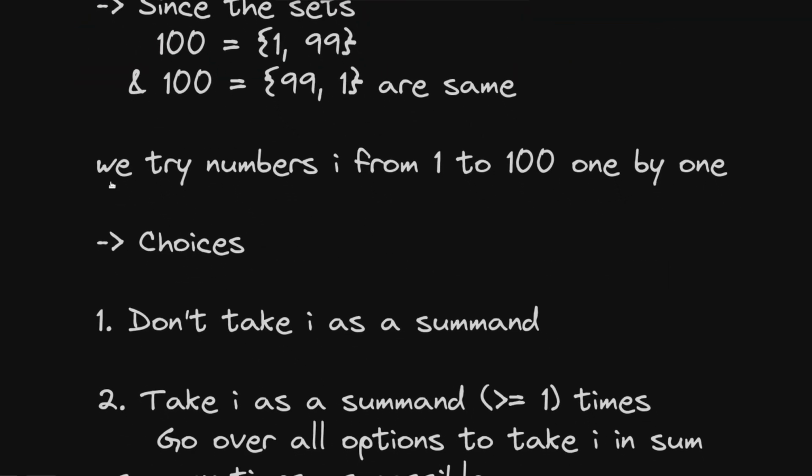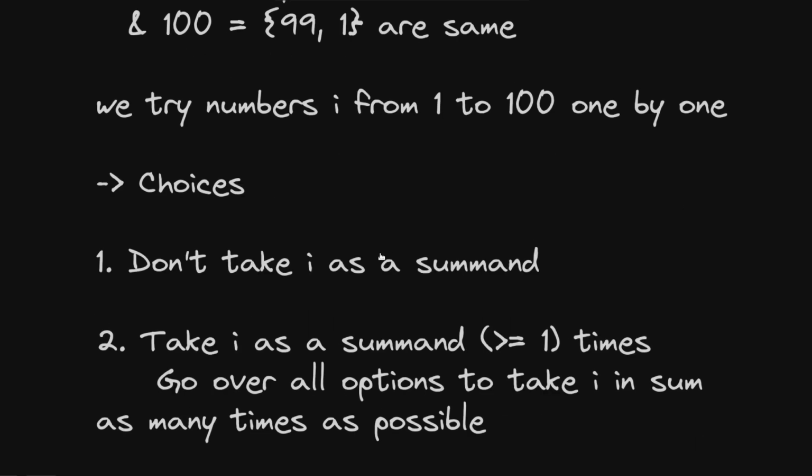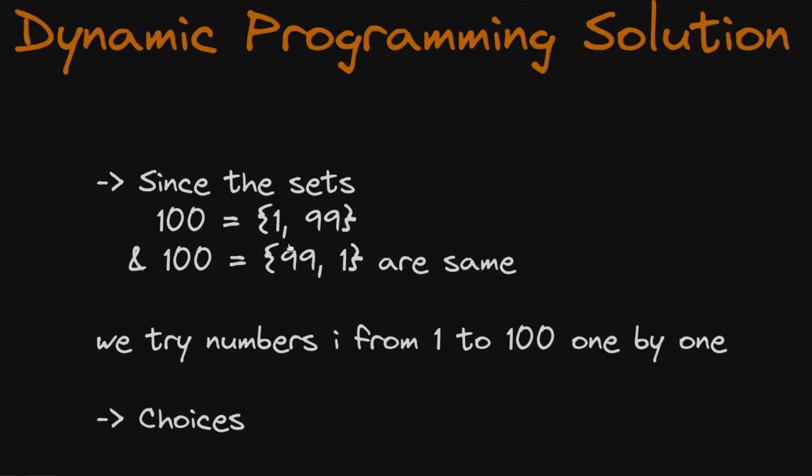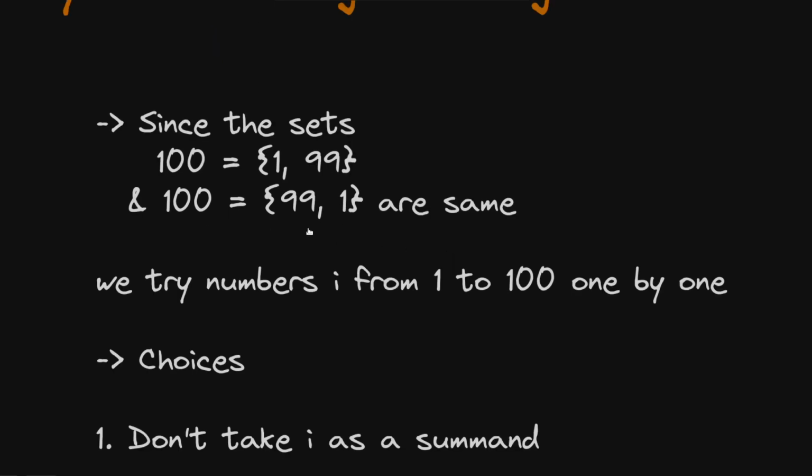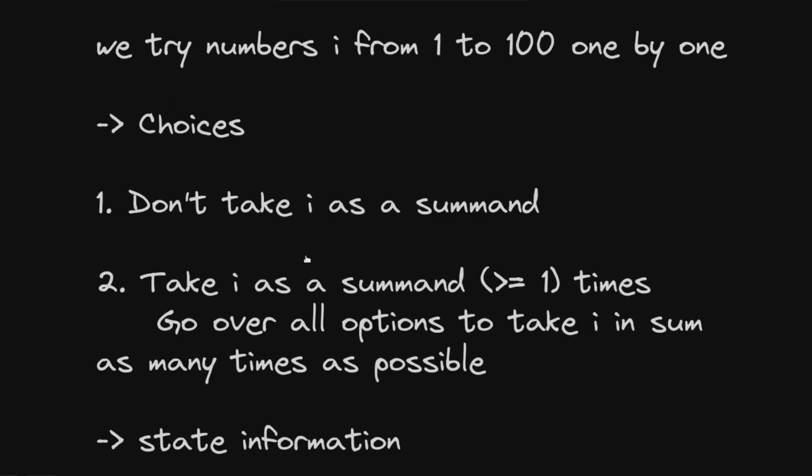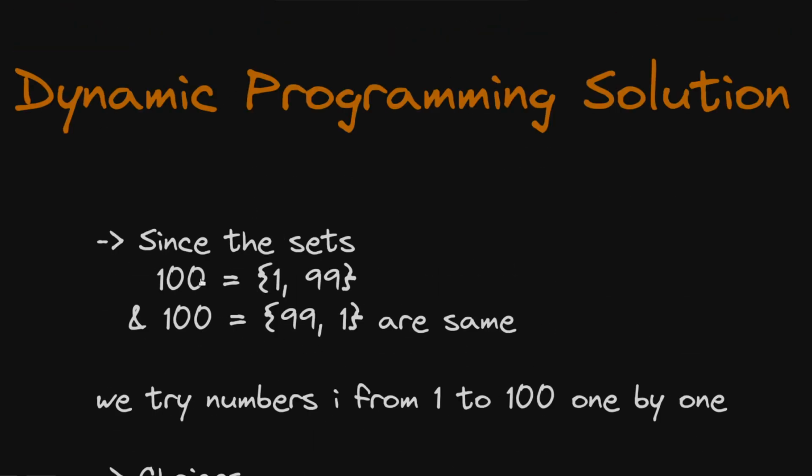So the main approach is to try numbers from 1 to 100 one by one. If we try 2, then we will try 3, 4, and so on. And each time we have two choices. Either we don't take i in the summand. As we can see, if we started with 1, we didn't take 2, we didn't take 3, 4, and so on until 99. We took 99. So all the numbers between them were not chosen as a summand. So the first choice is to not take the number, or the second one is to take it at least 1 time, and this can be as many times as possible depending on whatever is left over.